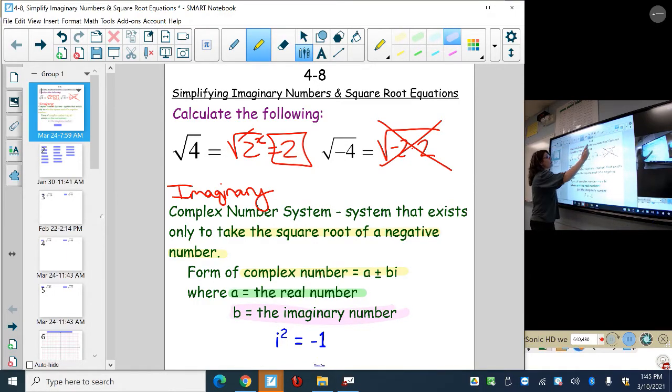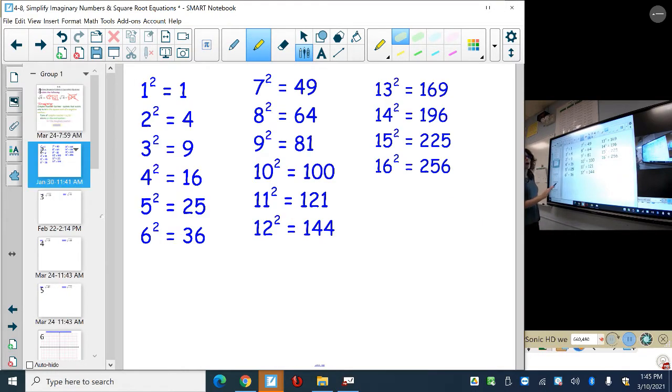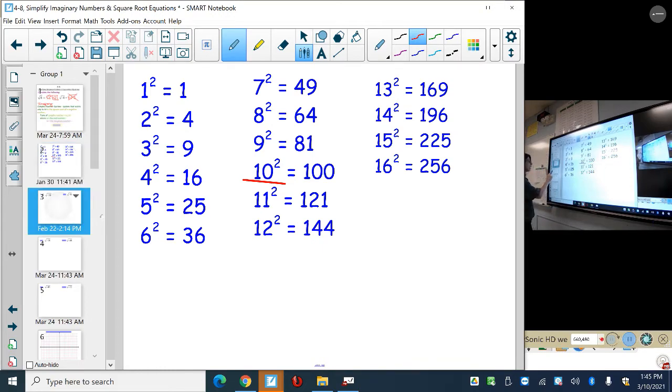Okay? The biggest thing that I need your brains to remember is that i squared is equal to negative 1. Why? Well, yesterday we learned all of these perfect squares. 1 squared equals 1, 2 squared equals 4, and so forth. And remember I said everybody should probably go up to 10. You need to try to remember these as well to make your calculations a little bit easier.